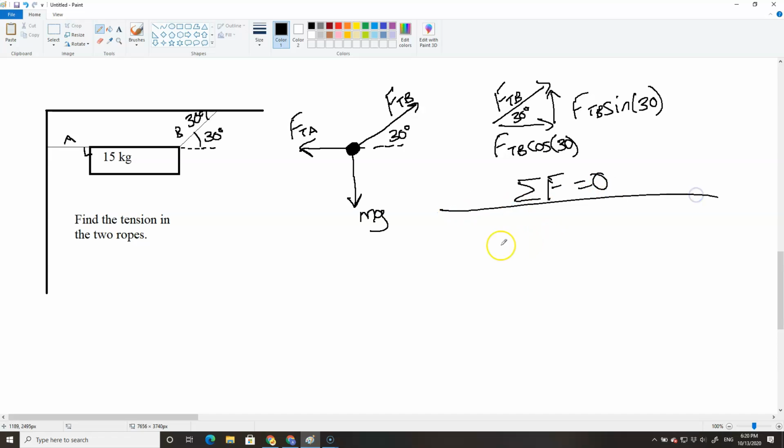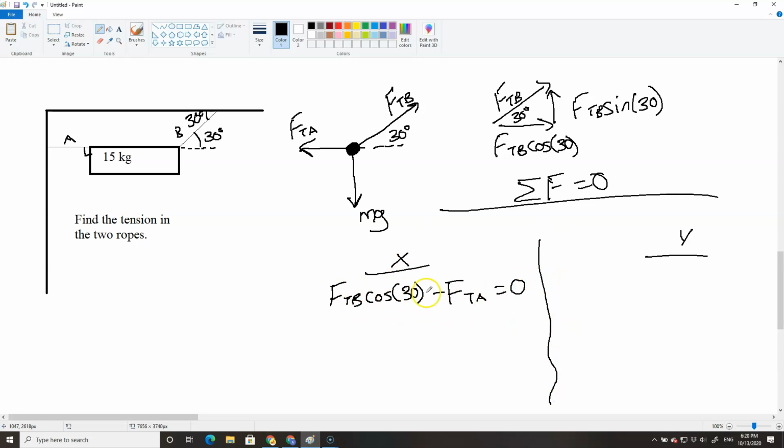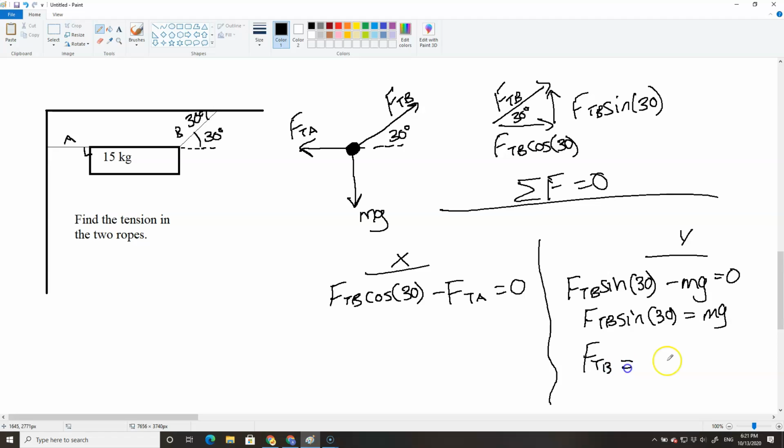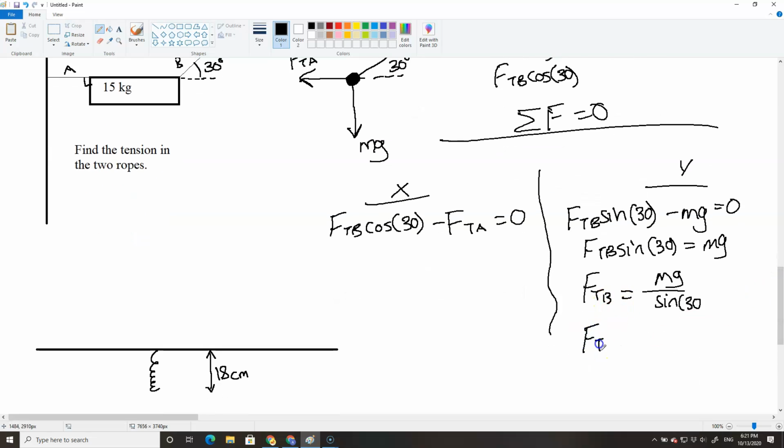The summation of forces is 0 because our sign is not moving. In the x direction, we have force TB cosine 30 pointing to the right and force TA pointing to the left, and that equals 0. I'm left with 2 unknowns in this equation, so it's unsolvable for the moment. Looking at the y direction, I have force TB sine 30 pointing up, and I have mg pointing down. This one is solvable. So force TB sine 30 will equal mg. The force of tension B is mg over the sine of 30. The mass was 15, so 15 times 10 over a half. That will be force TB is 300 newtons.